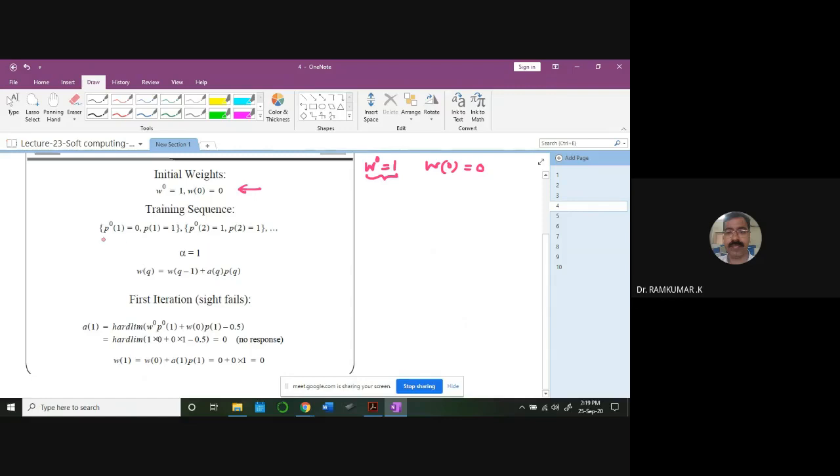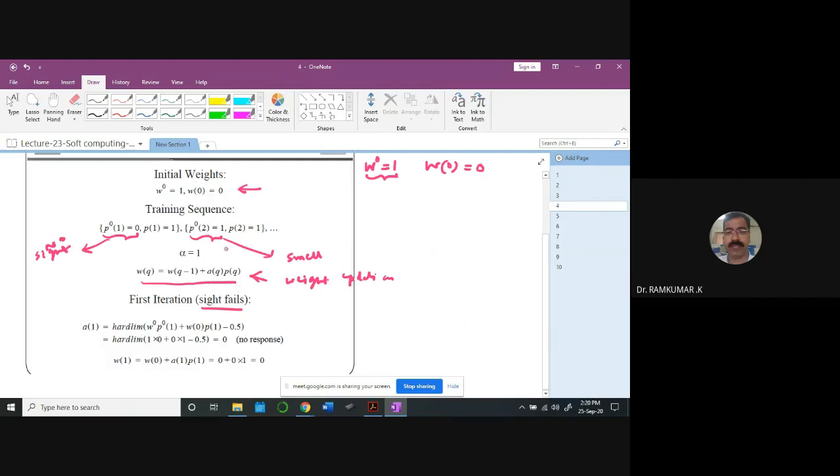So I'm going to give the unconditioned stimulus as zero and conditioned stimulus as one. It means unconditioned stimulus is what? Sight. I'm not showing the banana. And conditioned stimulus is smell. I'm giving the smell. Okay, so then what happens? I'm going to use this network with this weight updation. First iteration, sight fails. Okay, there is no sight of banana.